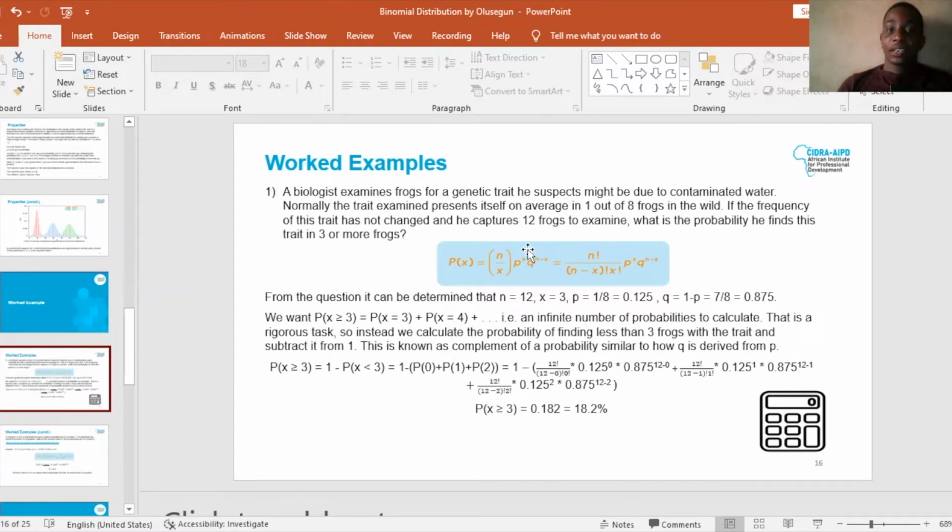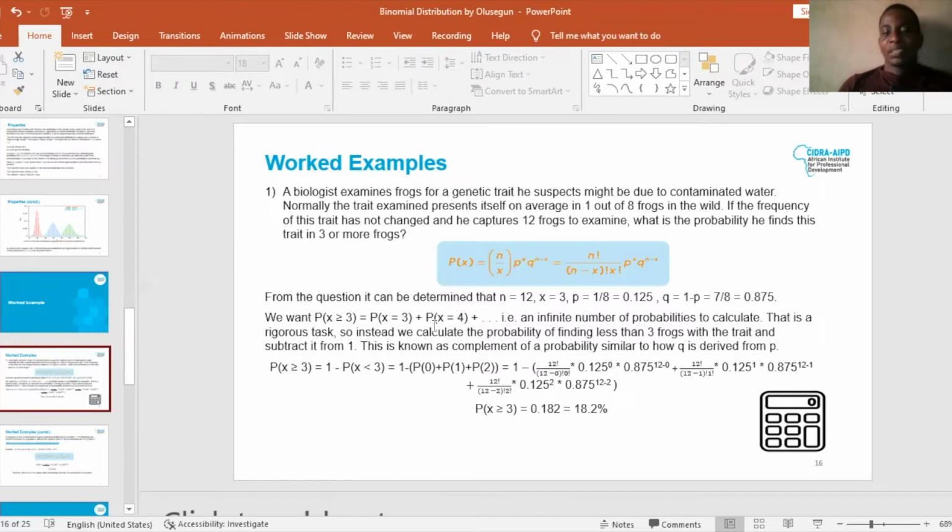We know what our formula is: n combination x times p raised to power x times q raised to power n minus x. So we have to plug in what these values are, what n is, what x is, what p is, and what q is. And then we can quickly find the solution to this problem.